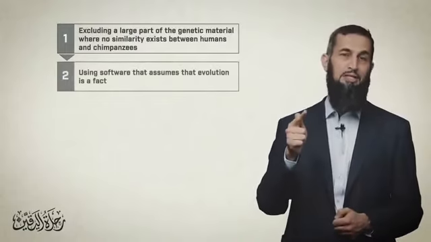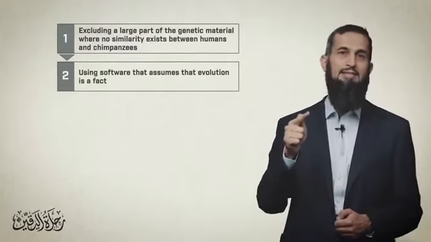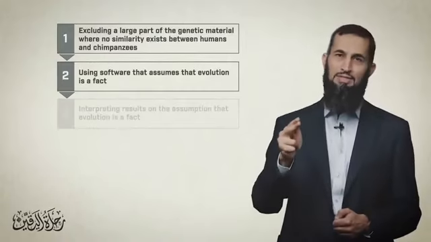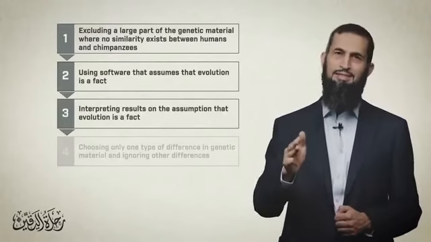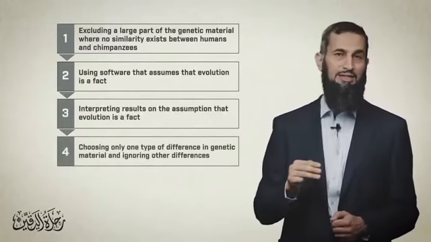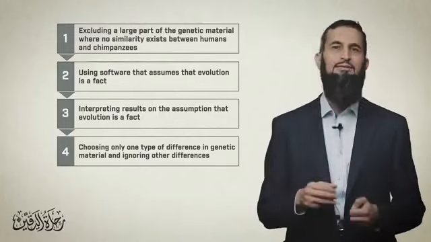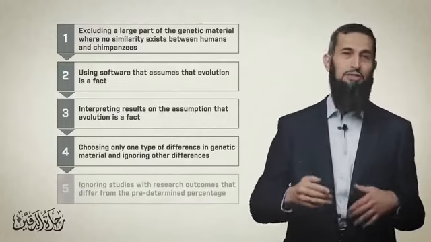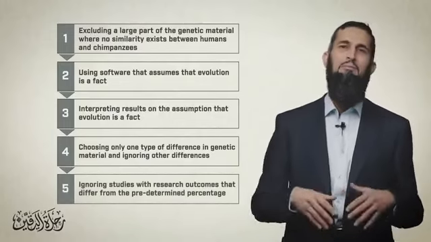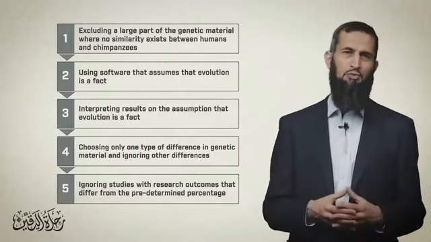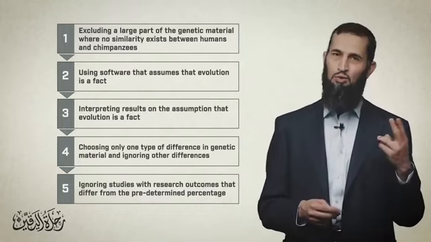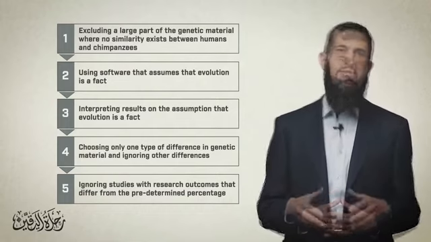Second, utilizing software that assumes the validity of evolution. Third, interpreting results assuming the validity of evolution. Fourth, choosing only one type of differences in genetic material while ignoring the rest. Fifth, ignoring research outcomes that are different from the desired percentage. The first 3 steps are performed in laboratories, while the last 2 are propagated in the media.